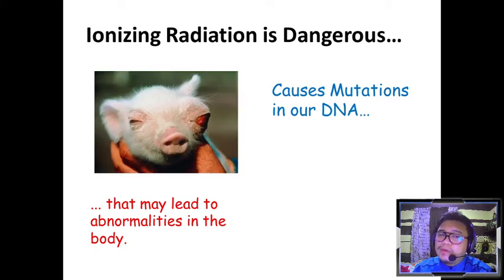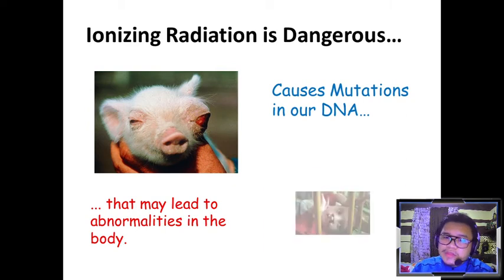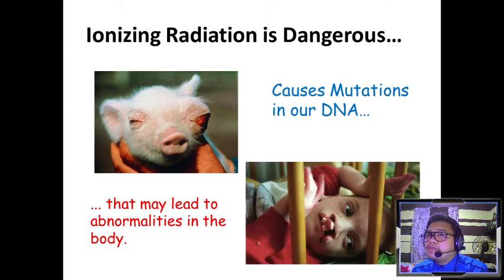Like for example, this pig here and this child here. They are actually victims of the Chernobyl accident that happened in Ukraine. But you have to take note that it didn't happen instantly, but instead it happened to their parents, and eventually the exposure of the parents to radiation altered the DNA of the offspring, which resulted in the abnormalities that you see right now on your screen. So that is one of the effects of ionizing radiation.